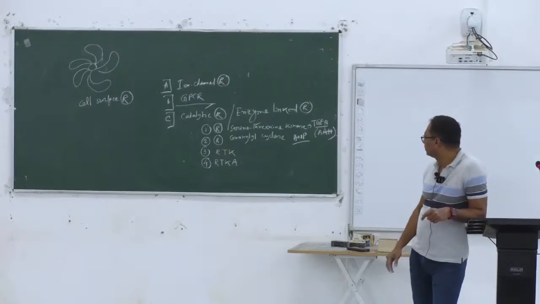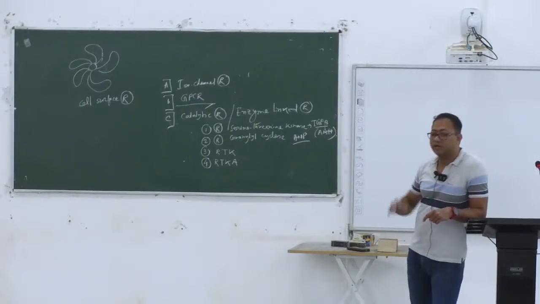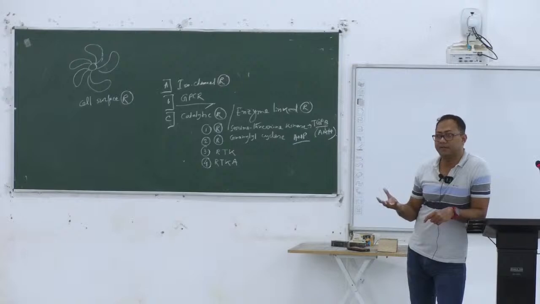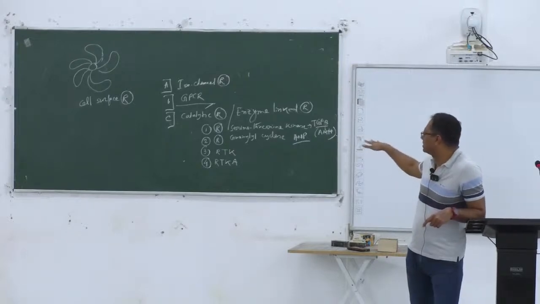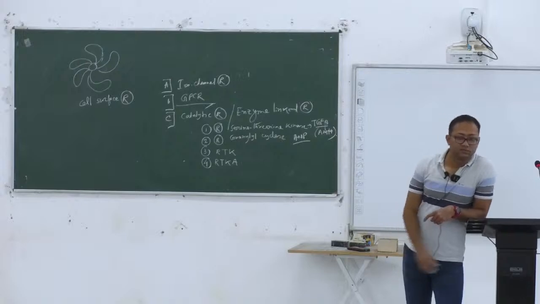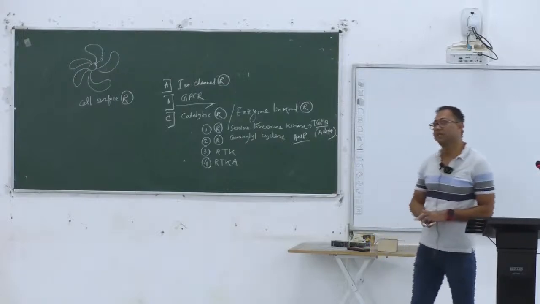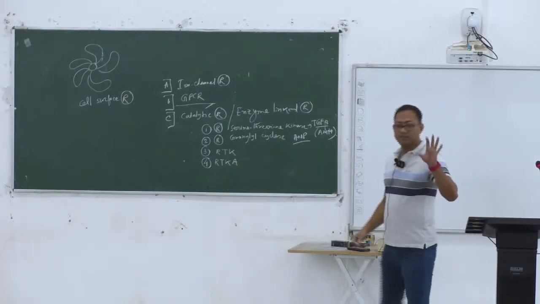So how does atrial natriuretic peptide perform its action? Through binding to receptor guanylyl cyclase, right? Okay. So from the beginning, remember.